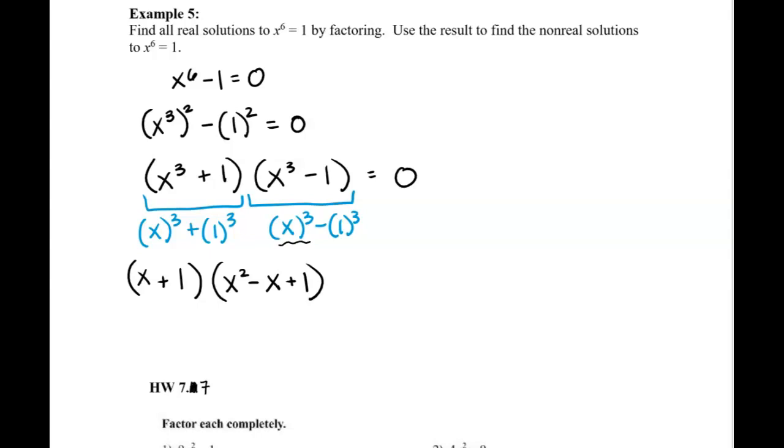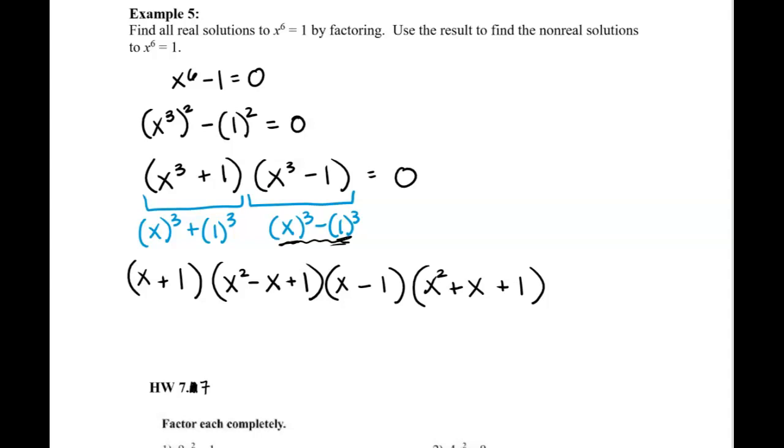And now looking at this difference of cubes over here, we have our binomial, our trinomial. It starts with a minus, so it's going to go minus plus plus. So x minus 1. First thing squared, x squared, plus both of them multiplied together, x times 1, which is just x, plus the second thing squared, 1 squared is 1.